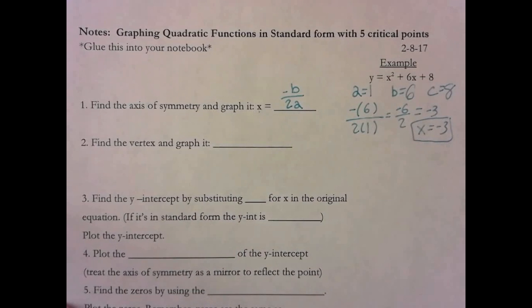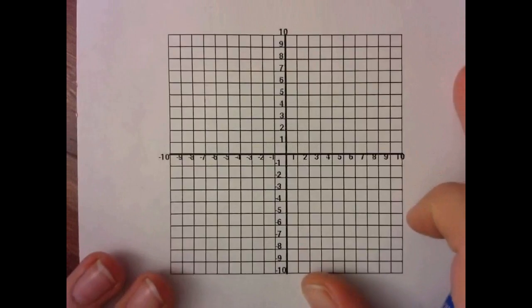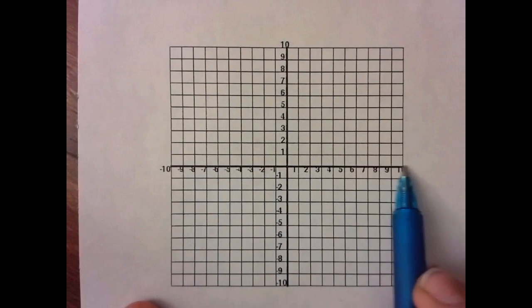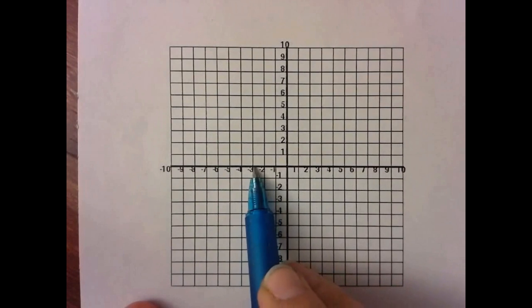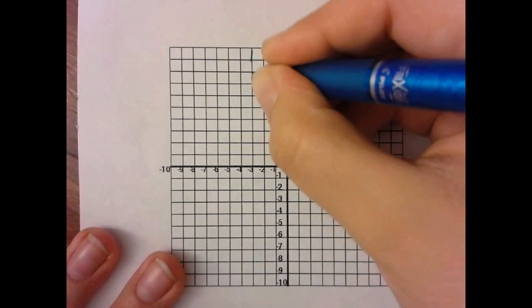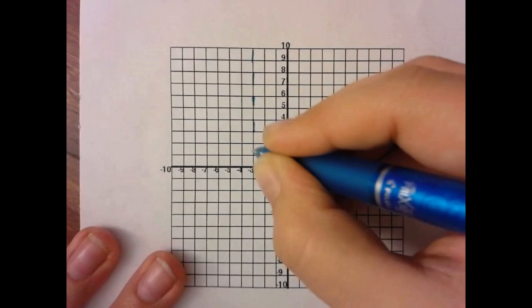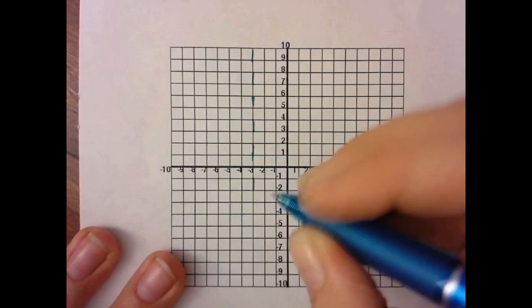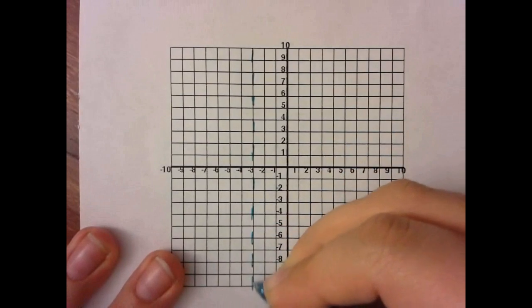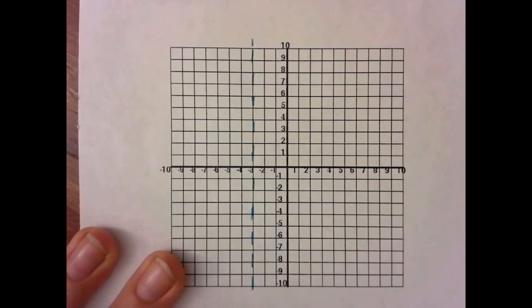Now I'm going to show you what that looks like on our graph. Here's our graph. We're looking at our x-axis, and I see negative 3 is right here, so I'm going to draw a line through that. I know it's not very easy to see, so hopefully yours is easier to see. There we go. x equals negative 3. That's our axis of symmetry.